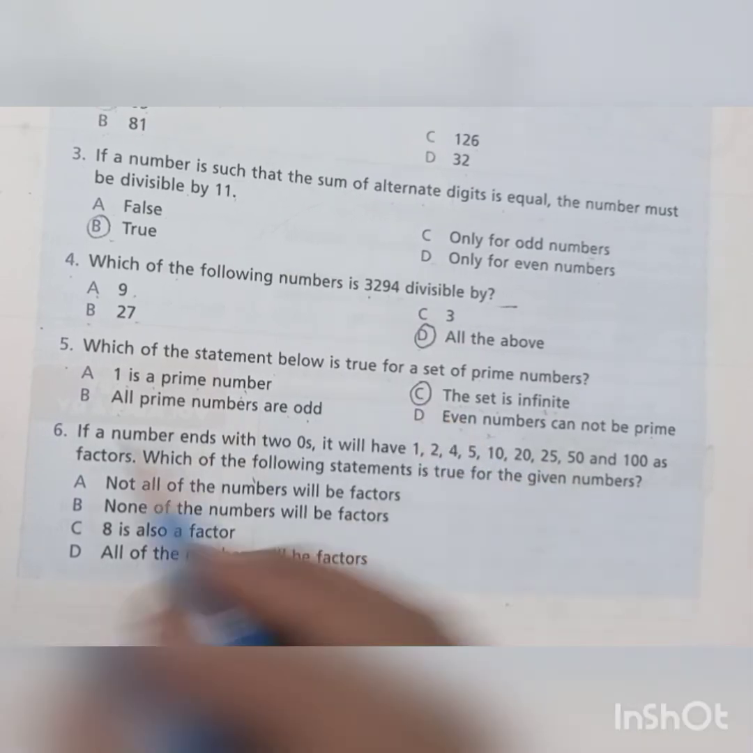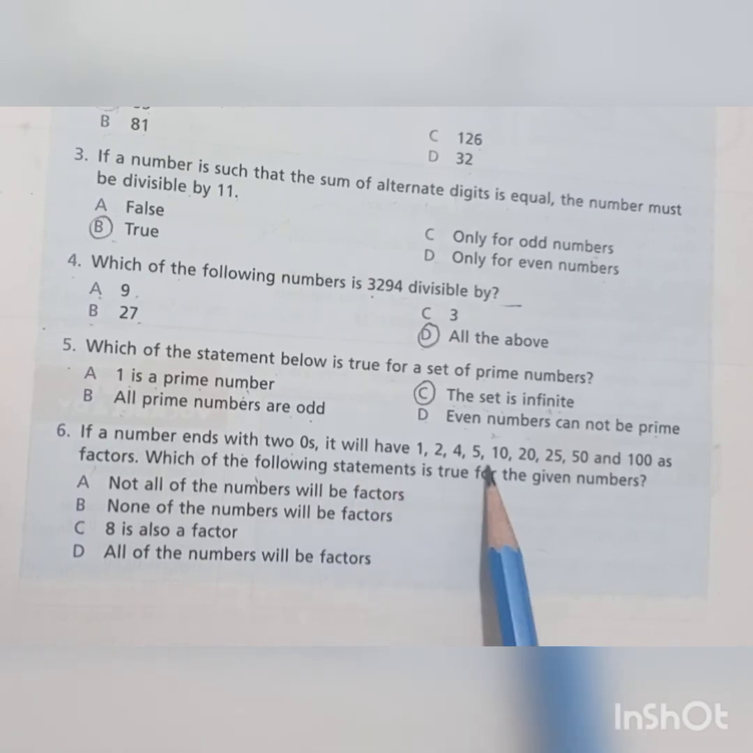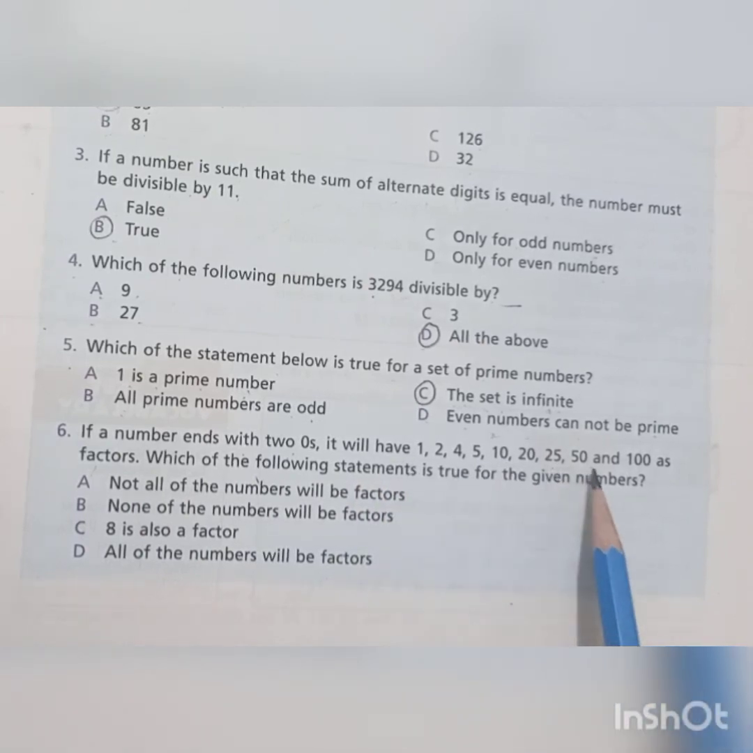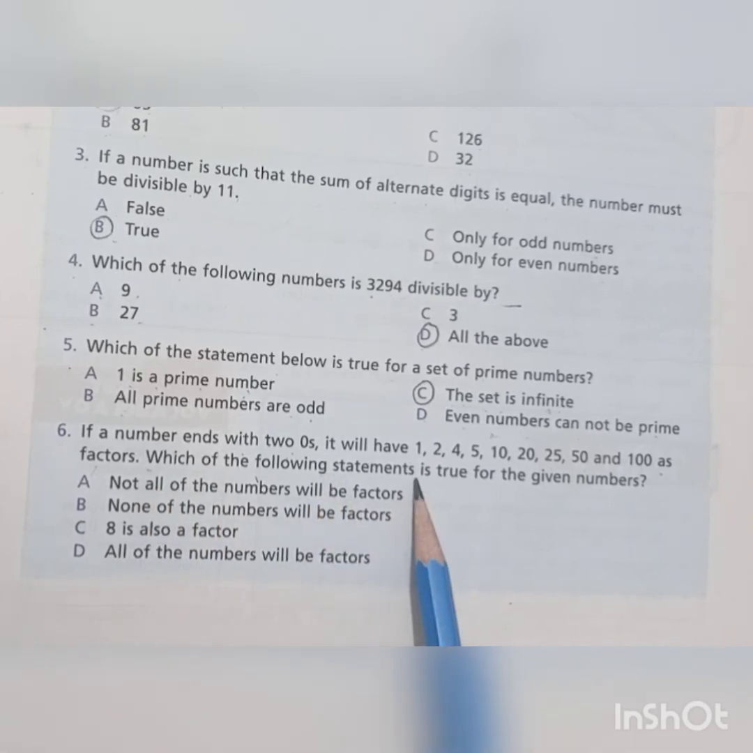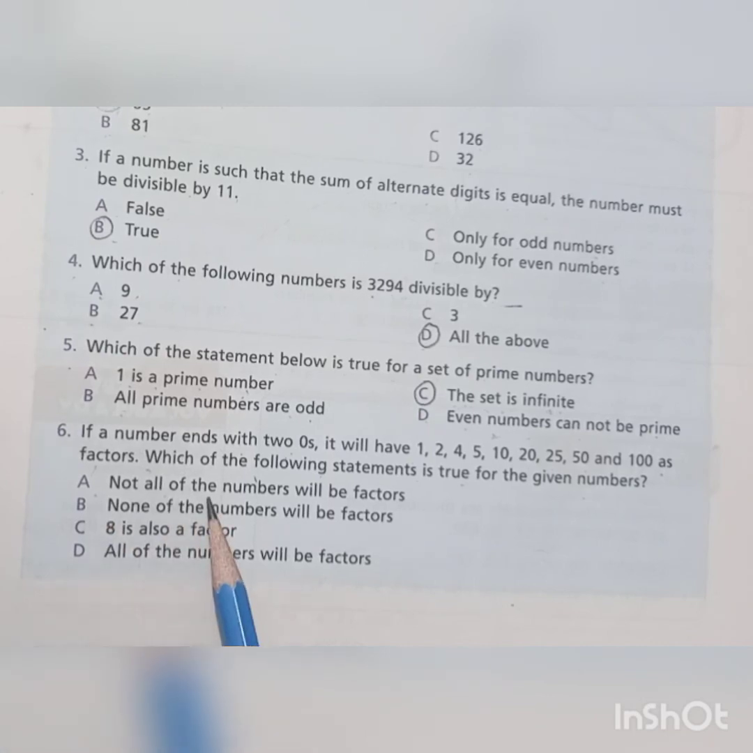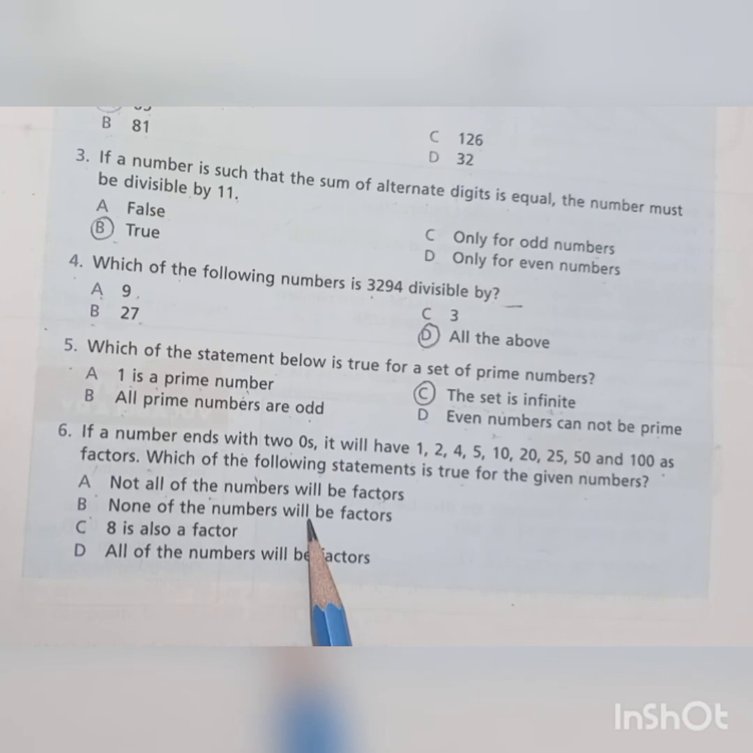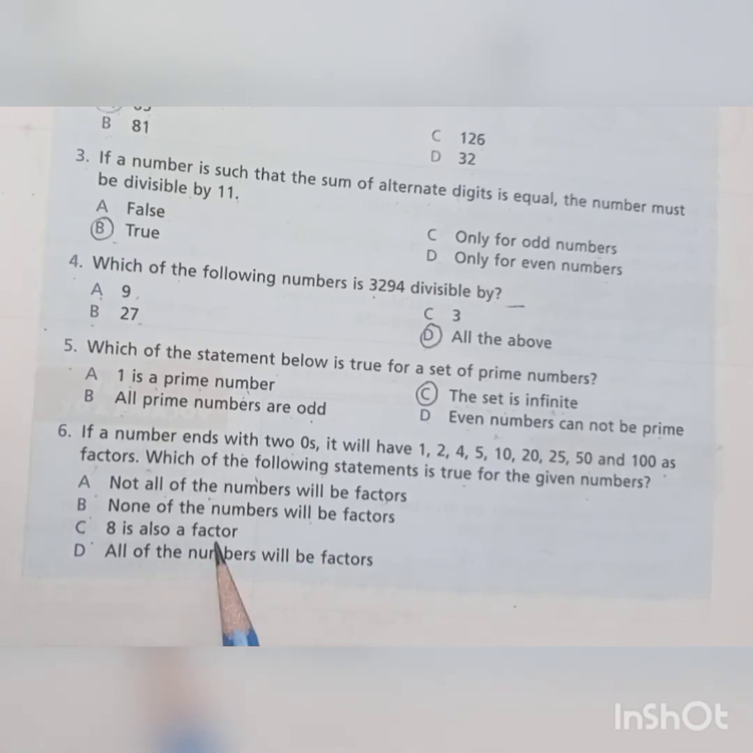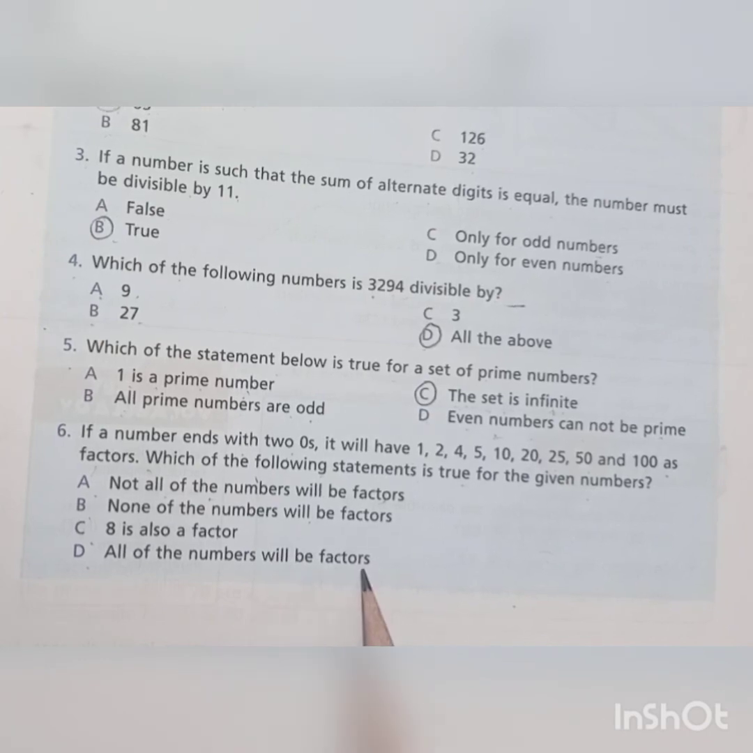The set is infinite. Sixth one is: if a number ends with two zeros, it will have 1, 2, 4, 5, 10, 20, 25, 50 and 100 as factors. Which of the following statements is true for the given numbers? Option A, not all of the numbers will be factors. Option B, none of the numbers will be factors. Option C, it is also a factor. And option D, all of the numbers will be factors.